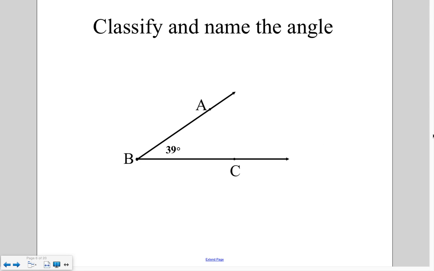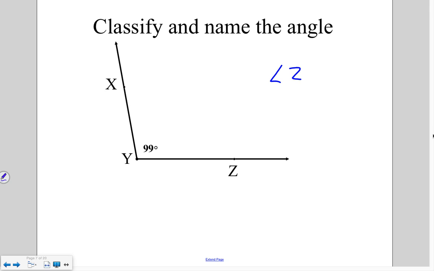Okay, so classify and name this angle. So we got angle ABC. Let me go ahead and name it. Angle ABC, right? We could have said angle B as well. But this is 39 degrees, less than 90, it's acute. Classify and name the angle. Let's say angle ZYX. 99 degrees, more than 90, it's obtuse. Okay.